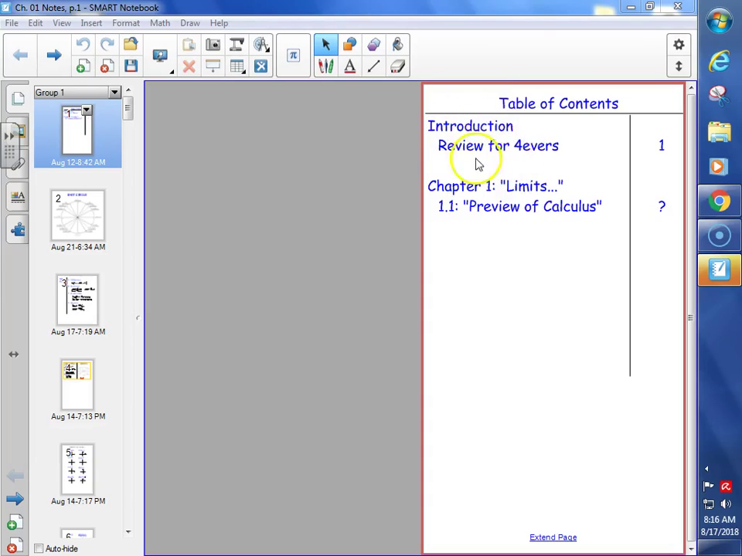Are you still in the review for forevers, the introduction phase? Cool. But today we're definitely going to chapter 1, limits.